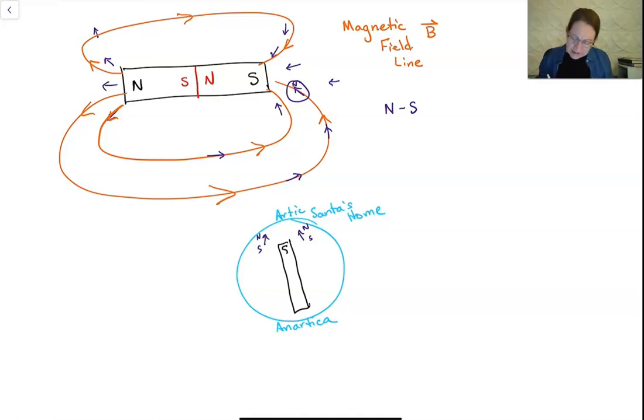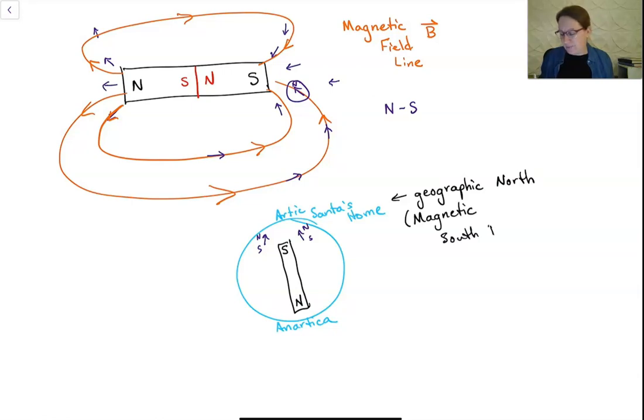But notice that what we call our geographic North Pole, where Santa lives, is our geographic north, because it's the northern hemisphere. But notice it's really a magnetic South Pole. So you see, your parents lied to you if they told you Santa lived at the North Pole. Santa lives at the South Pole. Well, the South Magnetic Pole.